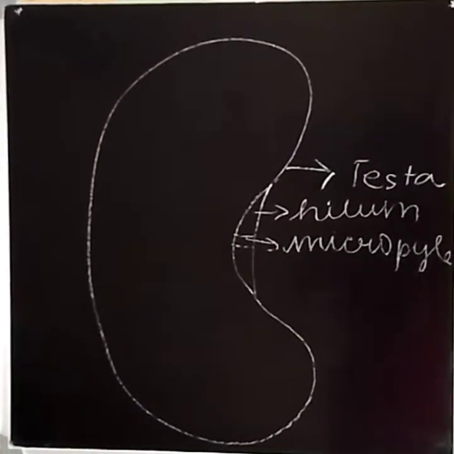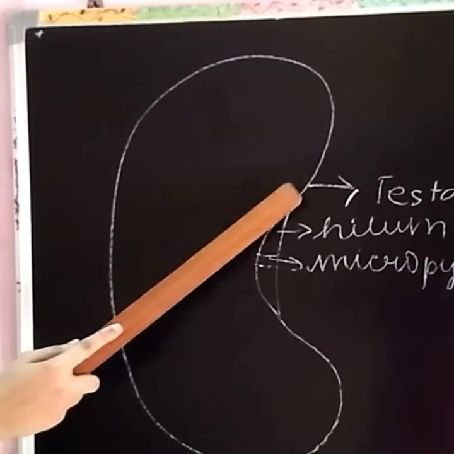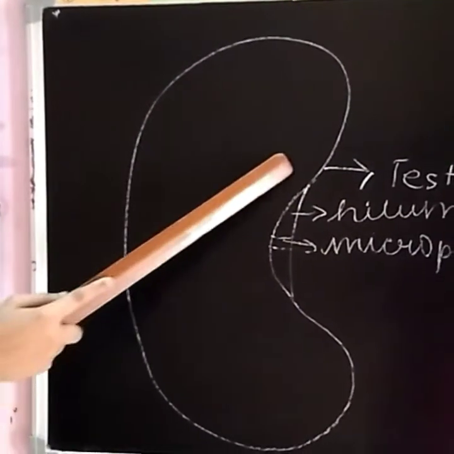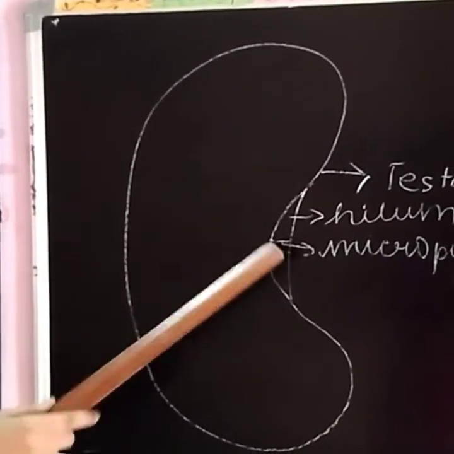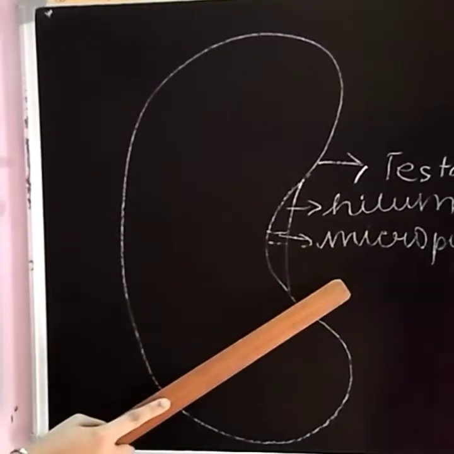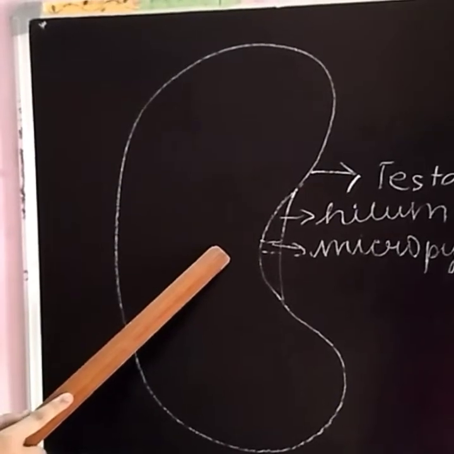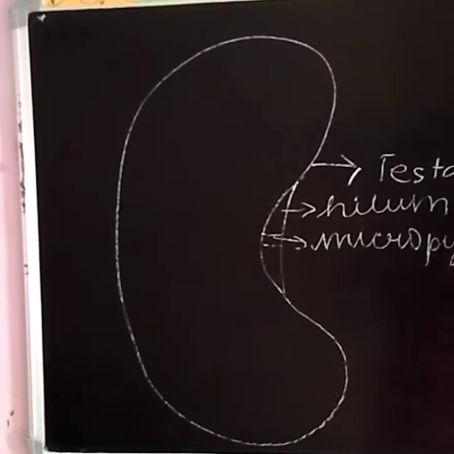So the seed is protected by testa, and the small whitish opening on the concave side is called hilum, and water and gases will be exchanged in and out of the seed with the help of micropyle, which is located inside the hilum. So these were the three parts of the seed.